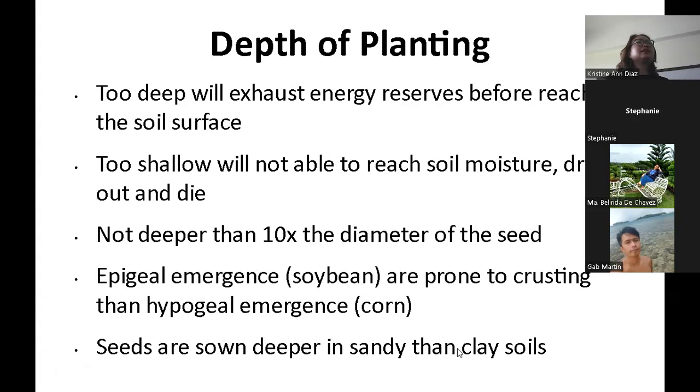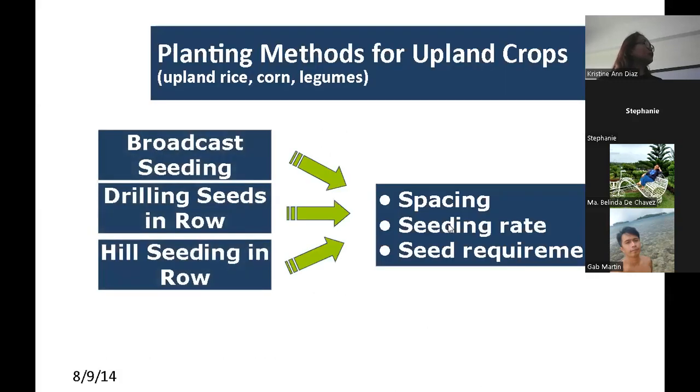Kasi clay, maglisod sila gawas. Kasi kung too shallow siya, they will not be able to reach soil moisture. And too deep, maubos na ilang energy. So naa tay mga different types of planting methods for different crops like broadcasting, drilling seeds, or hill seeding.